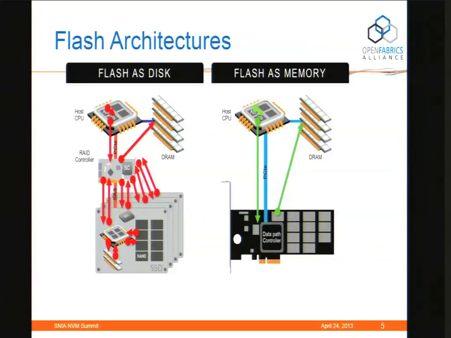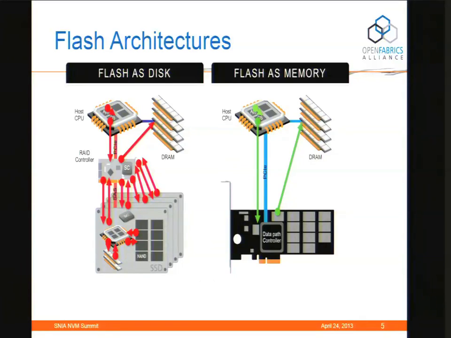And the architectures are pretty straightforward. With flash as a disk, you have the usual host CPU that either has a RAID controller or some sort of interface down to that storage, and typically to aggregate and to get the storage space, the RAID controller aggregates that stuff. And of course, the problem is there's a lot of different commands that need to happen there, and there's a lot of different layers.